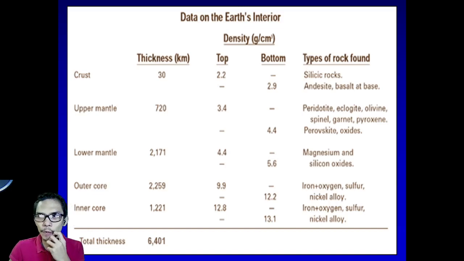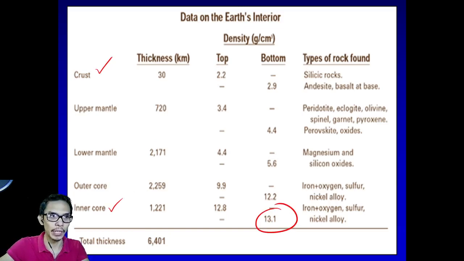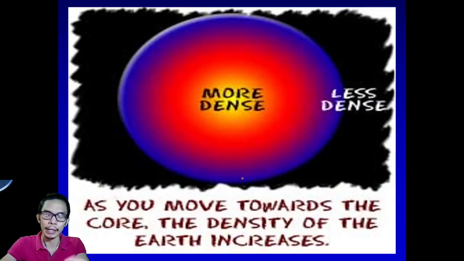As you can see from this diagram, as we go deeper, from crust to inner core, the density of the material increases. The density of the layer increases. So it gives us the conclusion that the deeper you go, as you move towards the core, the density of the material increases.